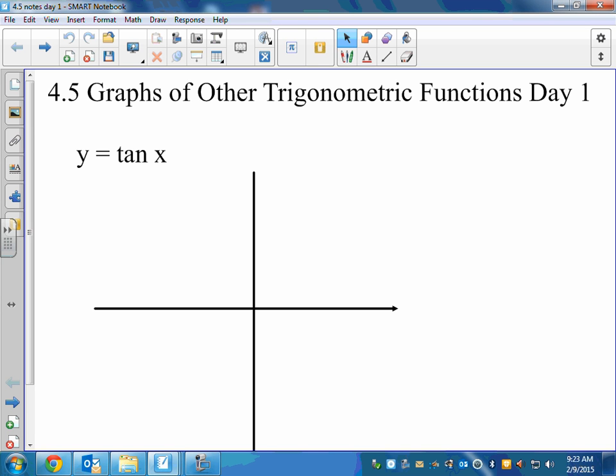But here's the big difference between sine and cosine and the other four graphs. Tangent, what is the ratio for tangent? Y over x, which means a couple things. One, can tangent be undefined? Yes, which means what do undefined places look like on my graph?